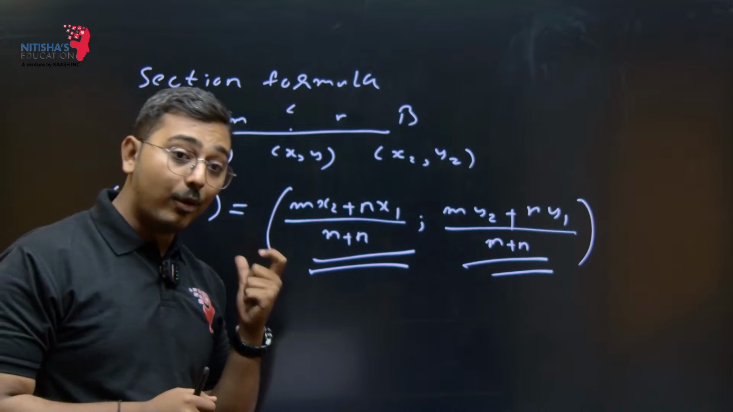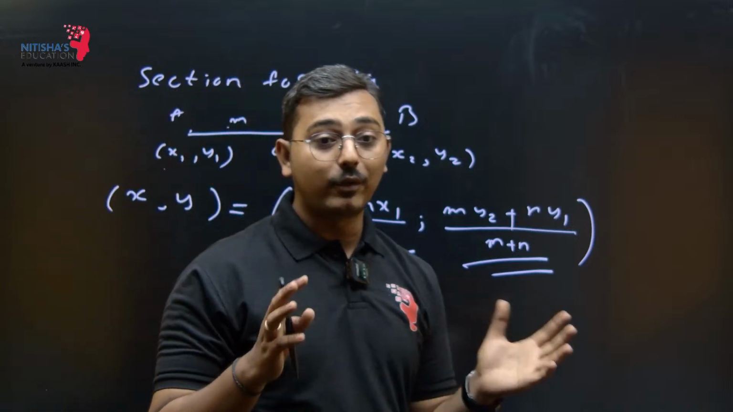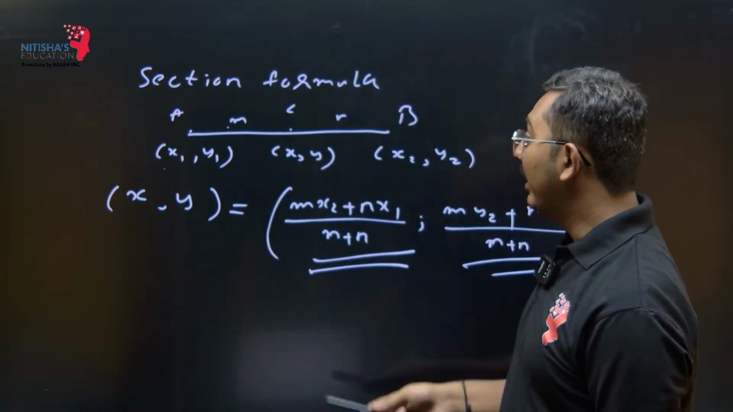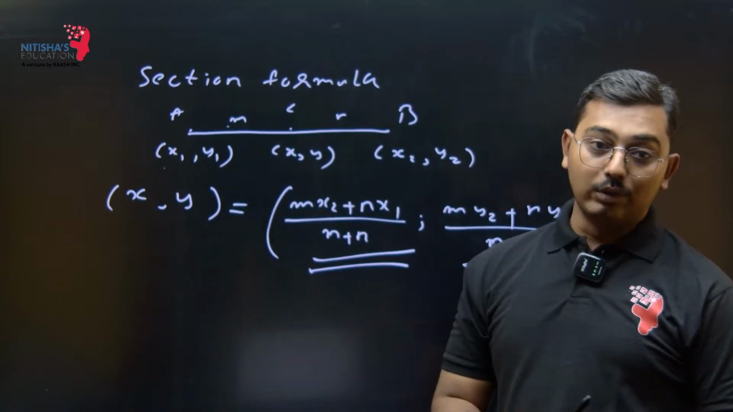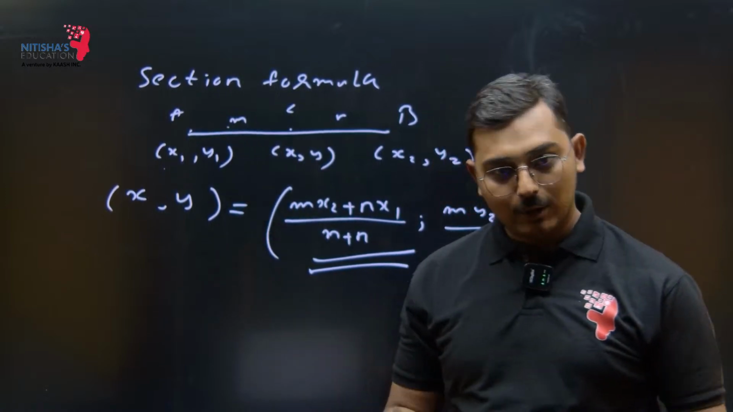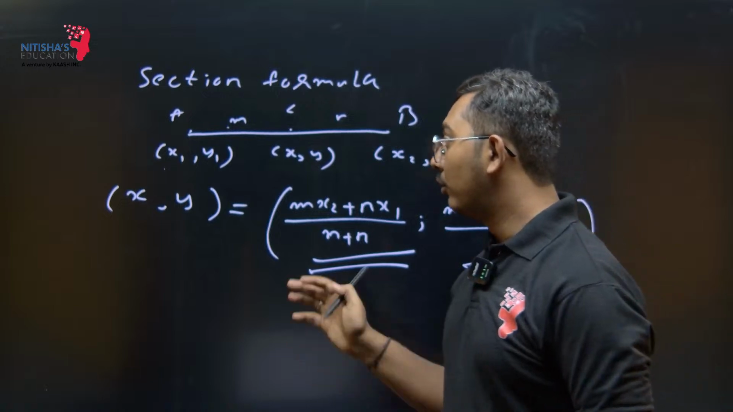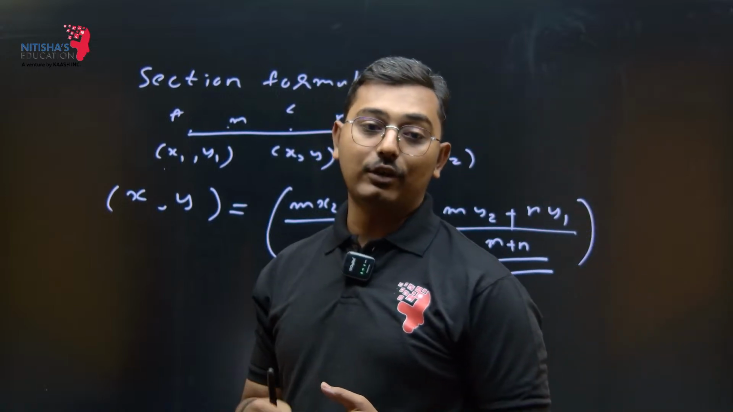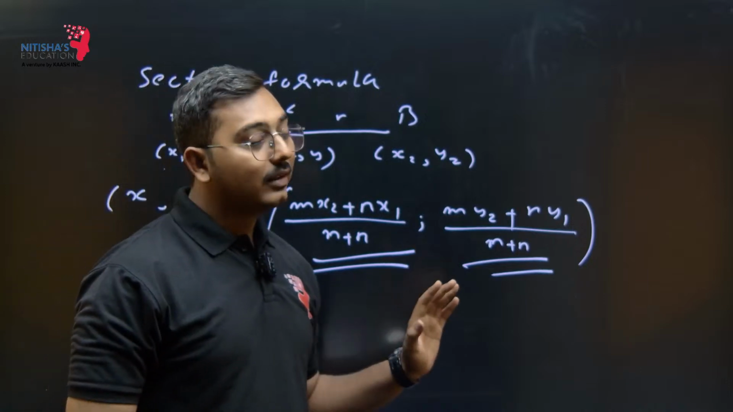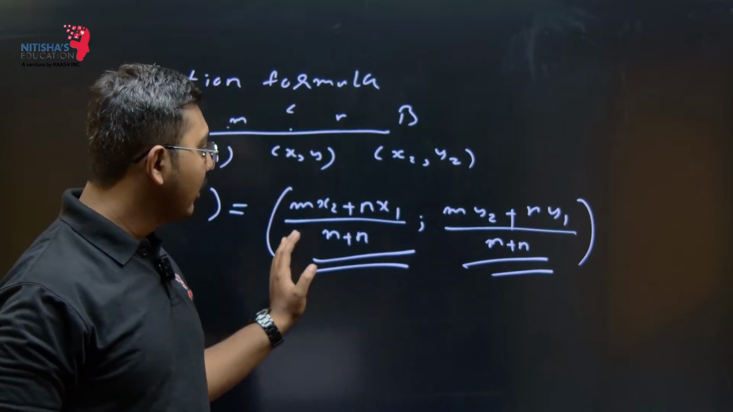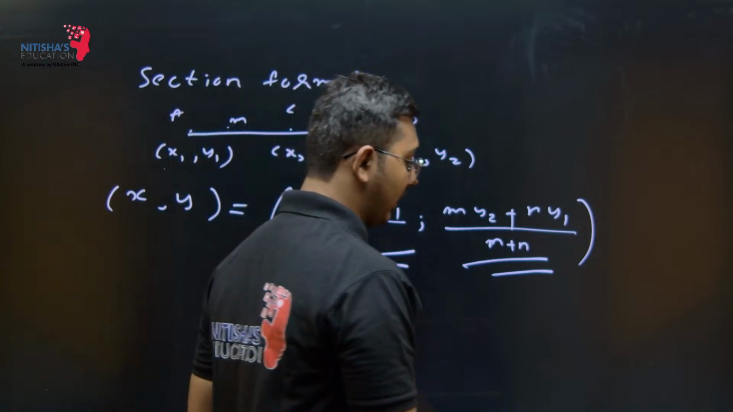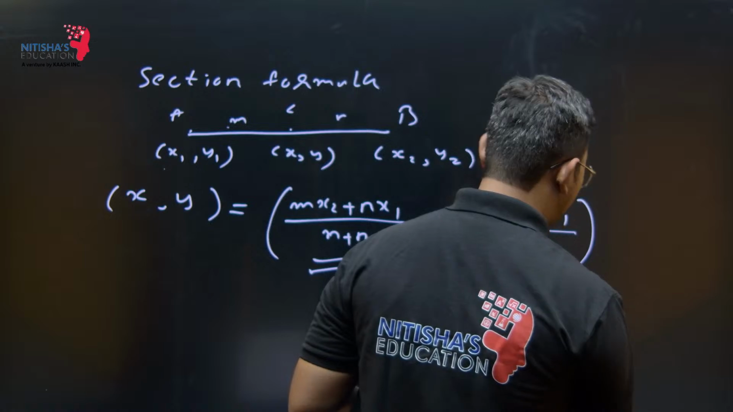Now this is a very important formula. Why? Because many types of questions are asked from this. Okay, it is possible that A and C are given to you and you have to find B, but obviously they will provide you m and n also. Understood? So there are many possibilities of questions. We will solve those types of questions also, and see how to use the section formula to solve them.